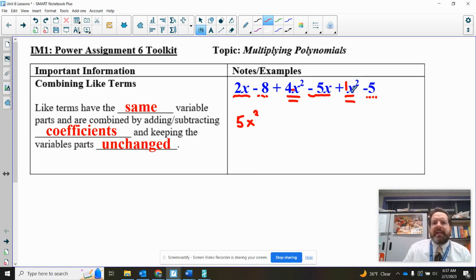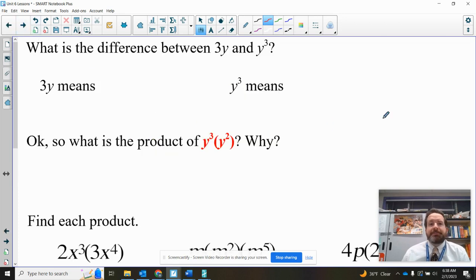Think of the x's maybe like a skinny rectangle. Here's 2 of them, minus 5 of them. So 2 minus 5 is negative 3 x's overall. The variable part stays the same. Then for the constants, a negative 8 minus 5 is a negative 13 altogether. There we go, combining like terms.